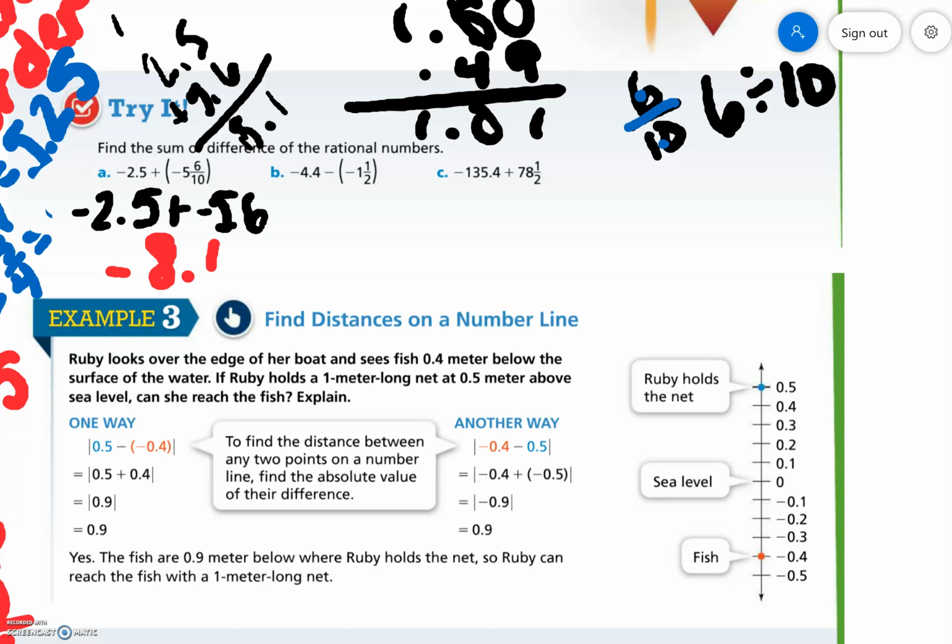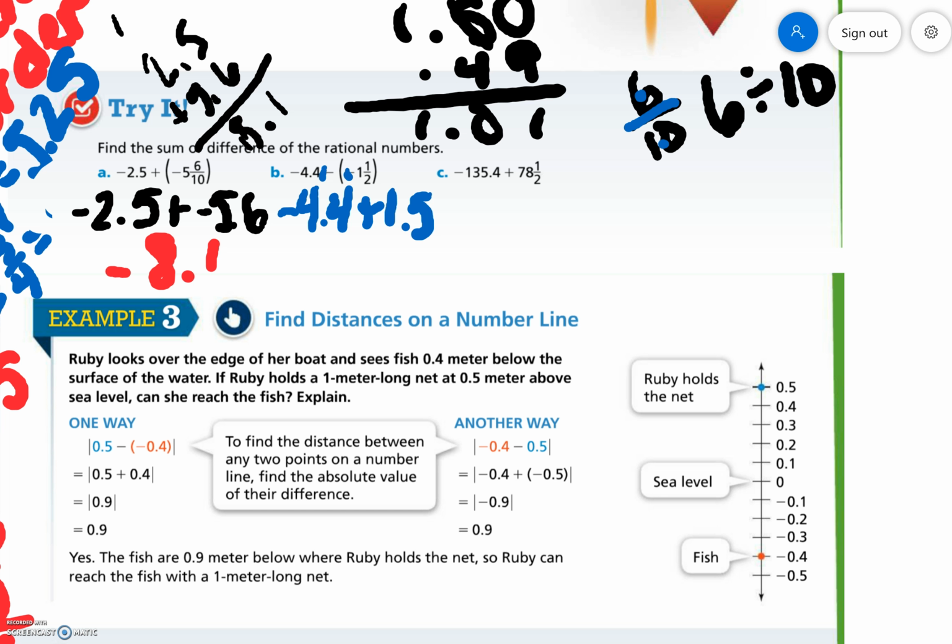Part B, negative 4.4 minus negative 1.5. Minus negative should give you light bulbs going off. If we have two negative signs next to each other, a double negative makes a positive. So I'm going to change these to plus signs and rewrite it as negative 4.4 plus 1.5. So I changed the 1/2 to a 0.5.